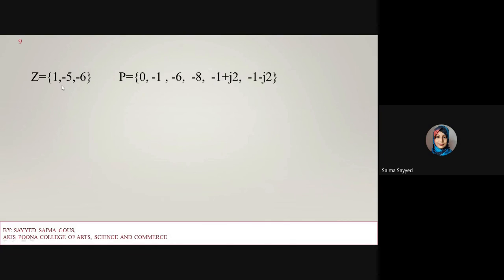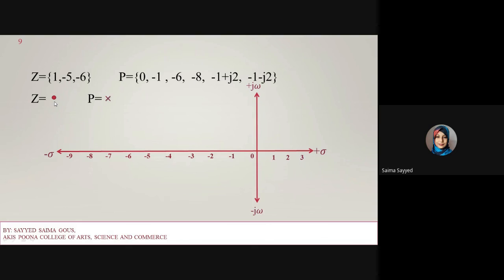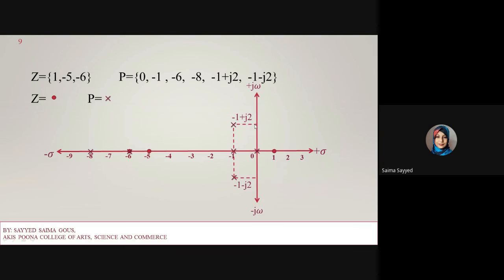So these are the zeros and these are the poles. Here there are 3 real zeros, 4 real poles, and 2 complex poles. Zeros are represented by dots, poles are represented by cross marks. So these are the zeros at 1, -5 and -6, and the poles are at 0, -1, -6, -8. The complex poles are at -1 + j2 and -1 - j2.